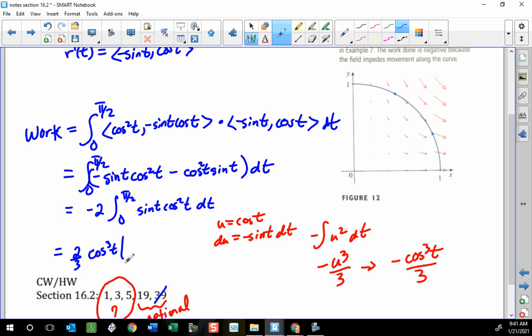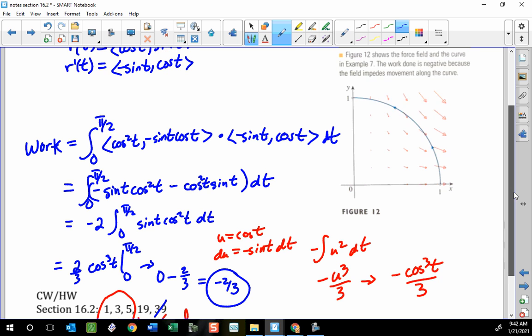I'm going to evaluate this from 0 to pi over 2. Now, at pi over 2, the cosine is 0, so that's going to give me a 0 minus, and then when I plug in 0, the cosine is 1, so minus 2/3. So my answer is negative 2/3. So this is the work done.